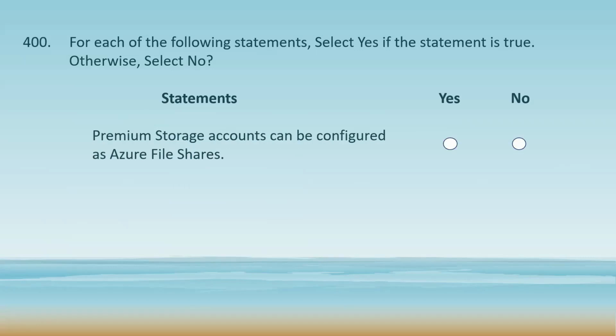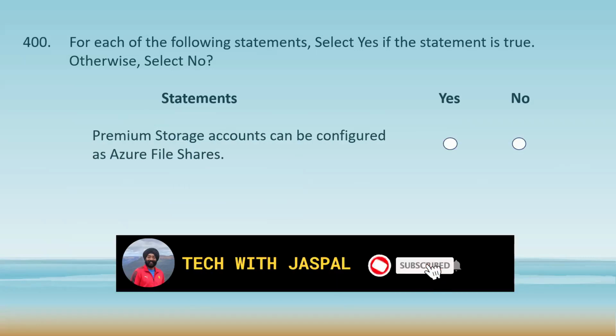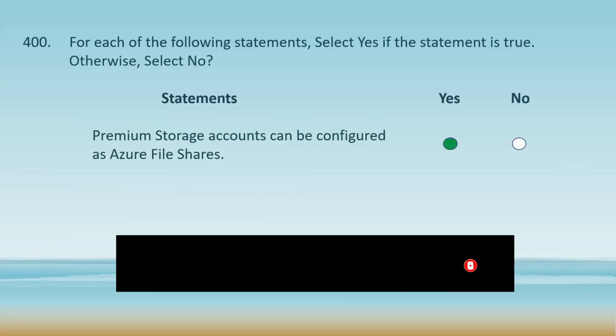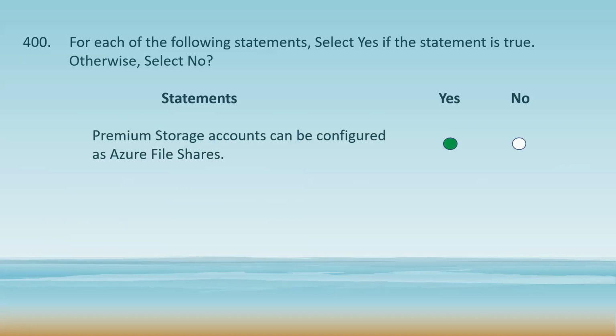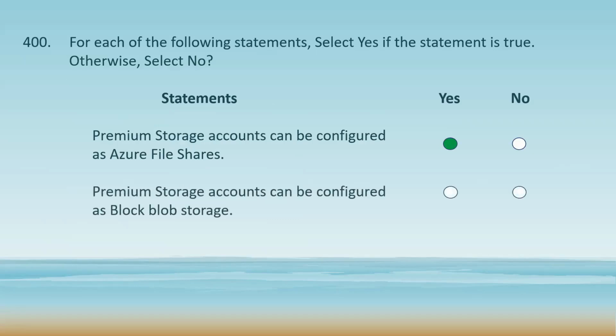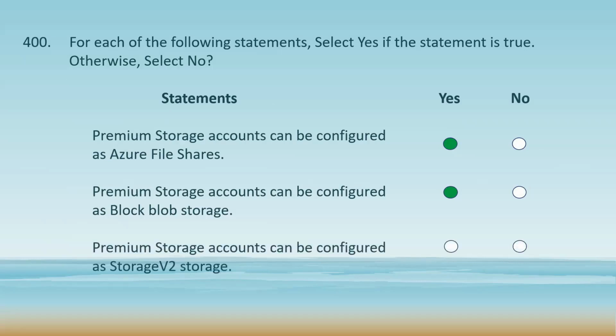And your first statement is premium storage accounts can be configured as Azure file shares. This statement is correct. You can configure premium storage accounts as Azure file shares. Now, the next statement is premium storage accounts can be configured as block blob storage. Friends, this is also correct. We will shortly view the Microsoft documentation to understand why these statements are right or wrong. But before that, let's look at third statement, which is premium storage accounts can be configured as storage v2 storage. And friends, this statement is incorrect.